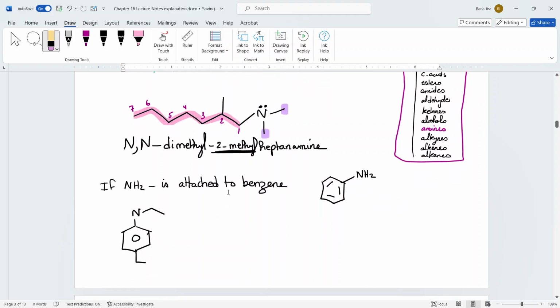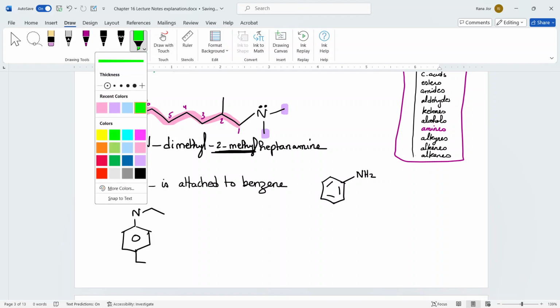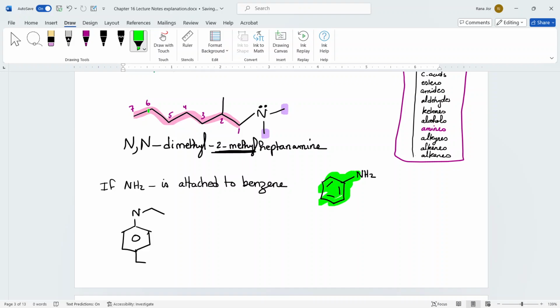Now, if the NH2 is attached to the benzene, so you have your NH2 attached to the benzene, the whole thing, we're going to call it an aniline.